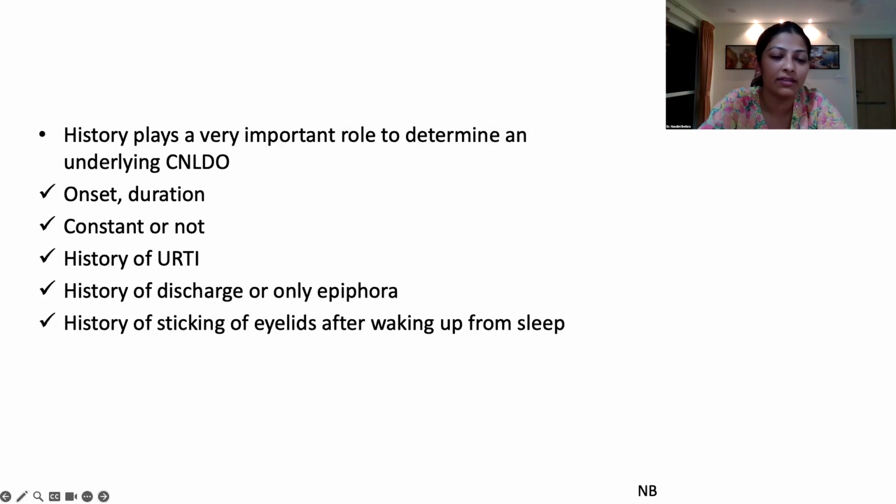The third important thing that you should ask is whether it is associated only when the child has an upper respiratory tract infection. Because upper respiratory tract infection can cause reflex secretion and overproduction and can cause epiphora. So if it is associated only during the episodes of URTI, we should wait until the infection subsides and re-evaluate the child. Then whether there is any history of discharge or epiphora, we will come to why this point is important later in the presentation. And the last part is whether the eyelids stick after waking up from sleep in the morning. That is because of excess accumulation of discharge. Next.